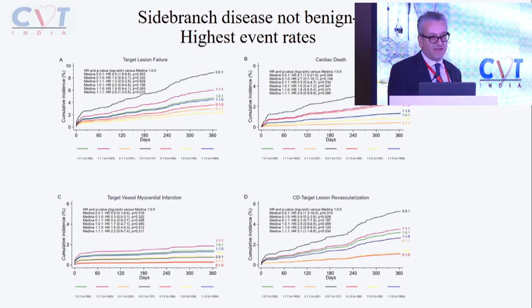This is 4,000 bifurcation lesions showing that they have the highest risk of target lesion failure and cardiac death out of all bifurcation lesions. Much worse than the 111s that we often consider to be the most complex.